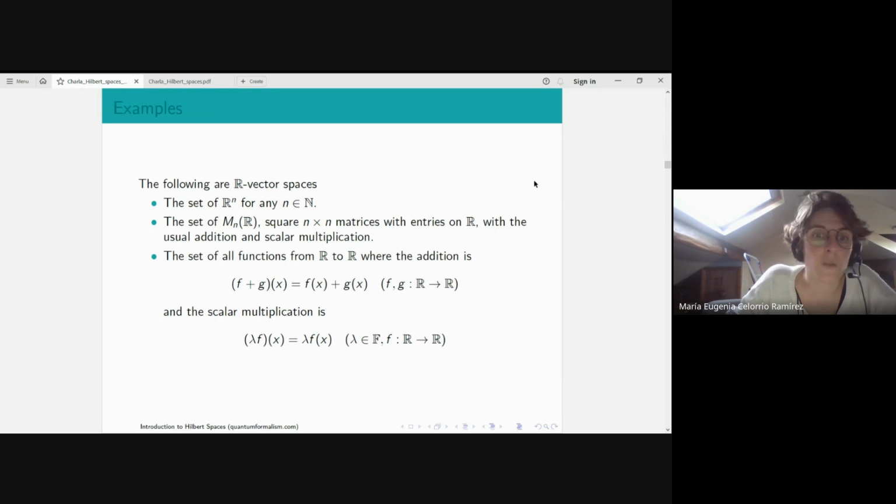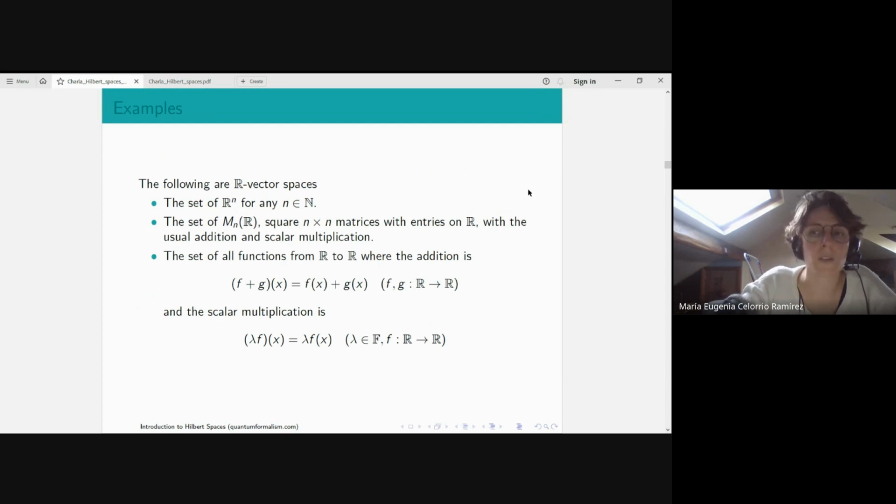Maybe the most interesting one of these very basic examples is the set of functions that go from R to R, where the addition is defined in the following way. Whenever we add two functions f and g and apply them to an element, this is the same as applying f to the element and adding it to g applied to the element. And the scalar multiplication we define in a similar fashion. Whenever we multiply a function by a scalar and apply it to an element, it is the same as multiplying the scalar by whatever we obtain applying the function to the element.